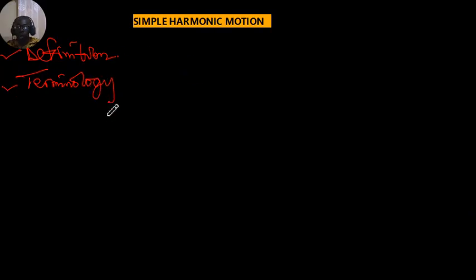So simple harmonic motion is the periodic motion of a body. A body is said to undergo simple harmonic motion if, firstly, its acceleration is always directed towards a fixed point. Now, for a body to undergo simple harmonic motion, the acceleration of that body must be directed towards a fixed point. Secondly, its acceleration is directly proportional to the distance from that point.